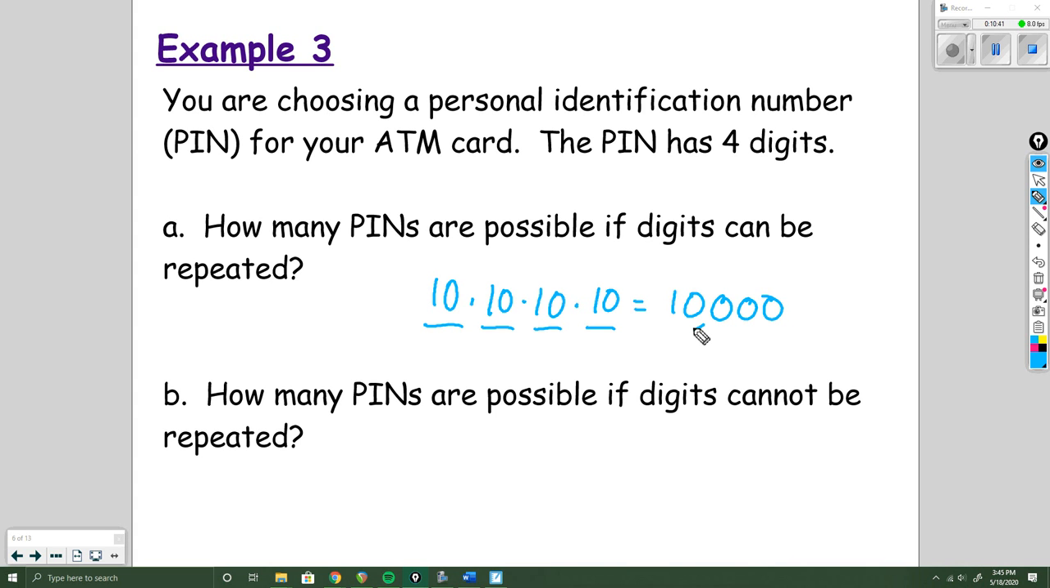And now let's see what happens when the digits cannot be repeated. We'd have 10 options for the first digit in our PIN, 9 options for the second digit, 8 options for the third digit, and then 7 options for the fourth digit. This would give us 5,040 different possible PINs that we could choose. So right there we can see, man, it almost cut in half. We have only half the amount of PINs available just because we couldn't repeat some of the characters. So that's crazy. All right, let's get to the next one.